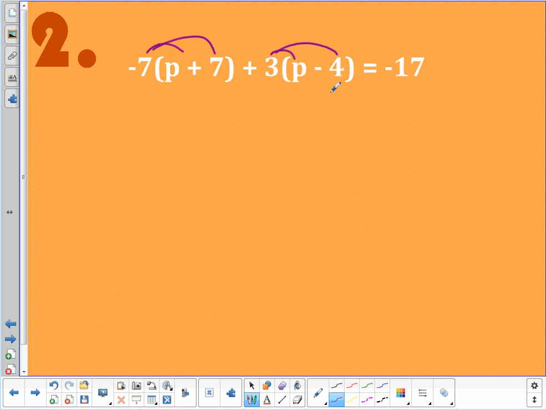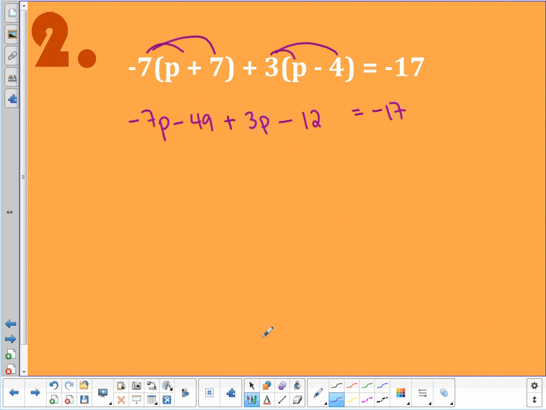Now you can do them in the same step, which is what I'm going to do. So -7 times p is -7p. -7 times 7 is -49. Then plus 3 times p, which is 3p. And then 3 times -4 is -12, so that's a -12 there, which is equal to -17. So I took care of both of those distributions.